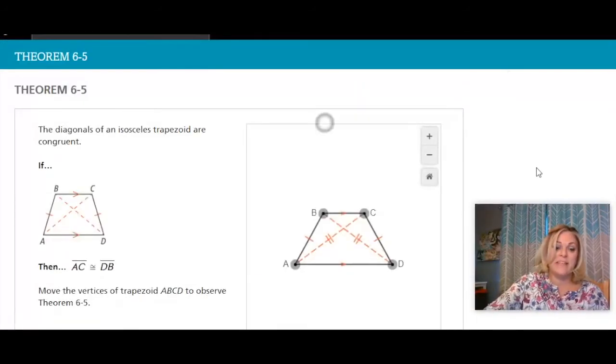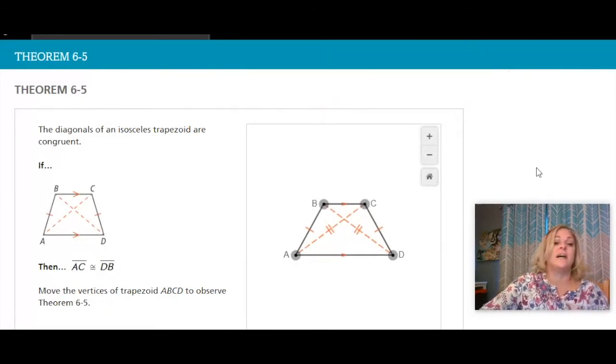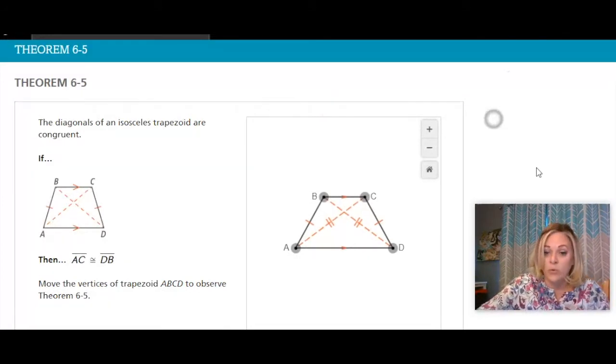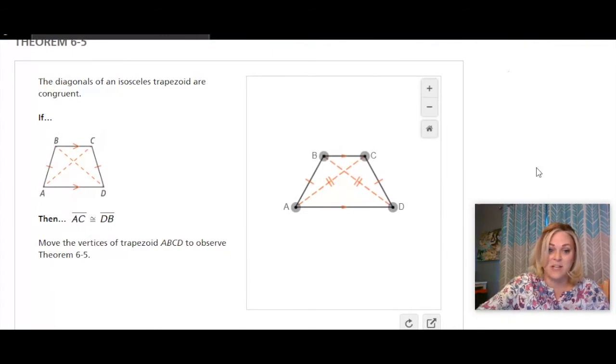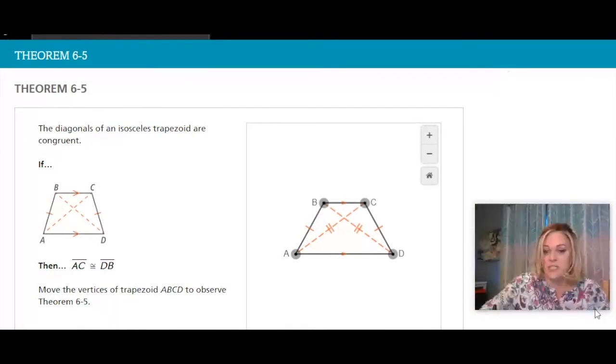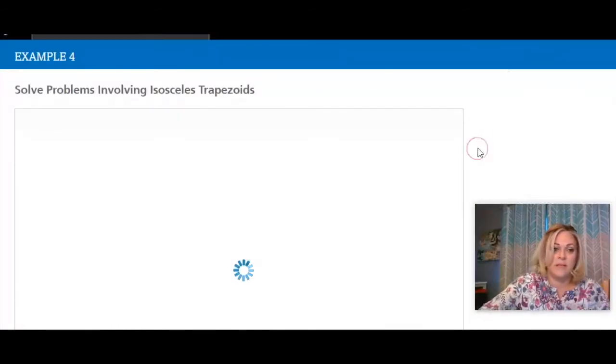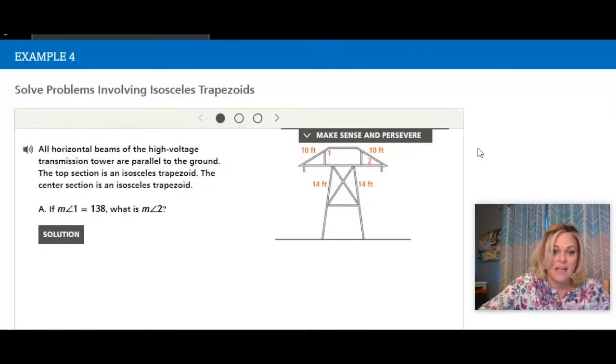Another theorem: the diagonals of an isosceles trapezoid will be congruent. This only works if the trapezoid is isosceles. Then this whole diagonal and this whole diagonal will be congruent. And we're going to go over some problems that use that information. So we're going to do that now.